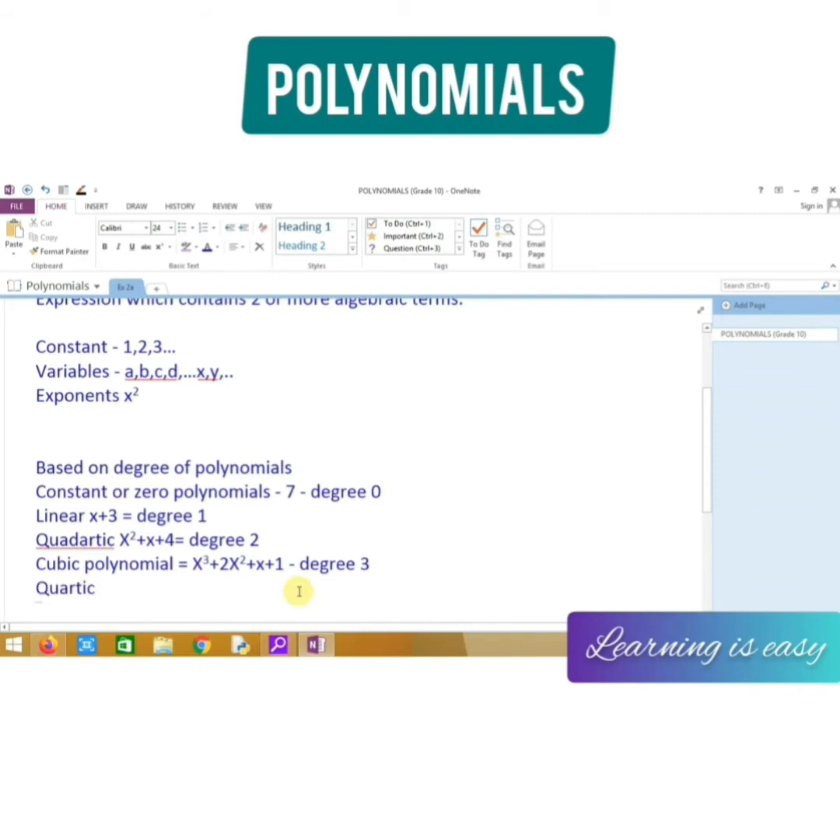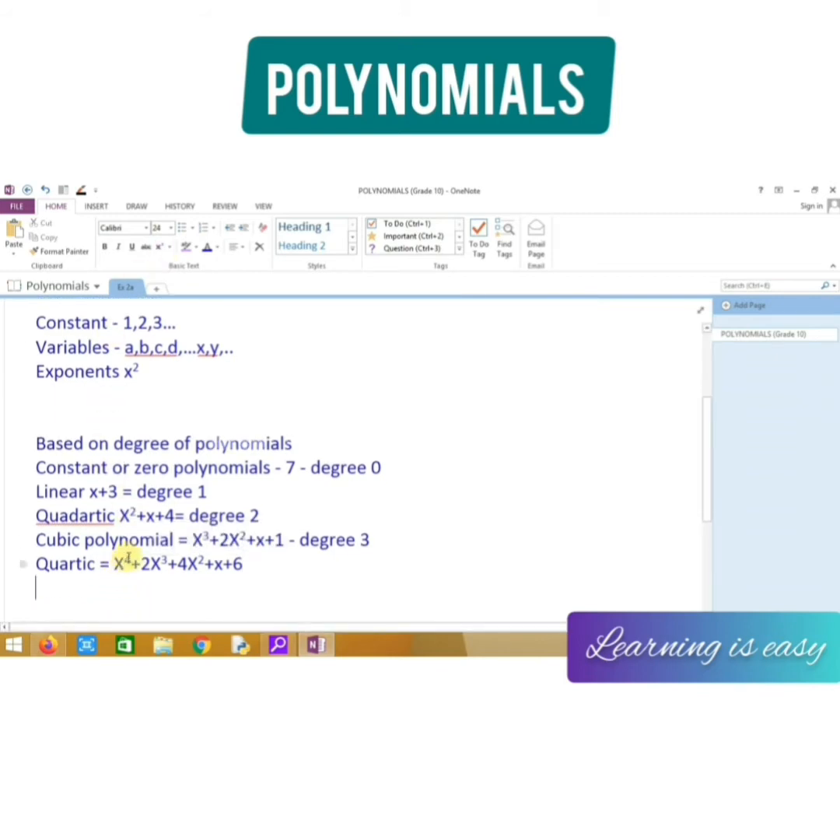Next is quartic polynomials where the highest degree is 4, x to the power of 4 followed by any coefficient and any other degrees. So 2x squared or x cube, 4x squared plus x plus 6. This is just for an instance. So here if you see the highest degree is 4.